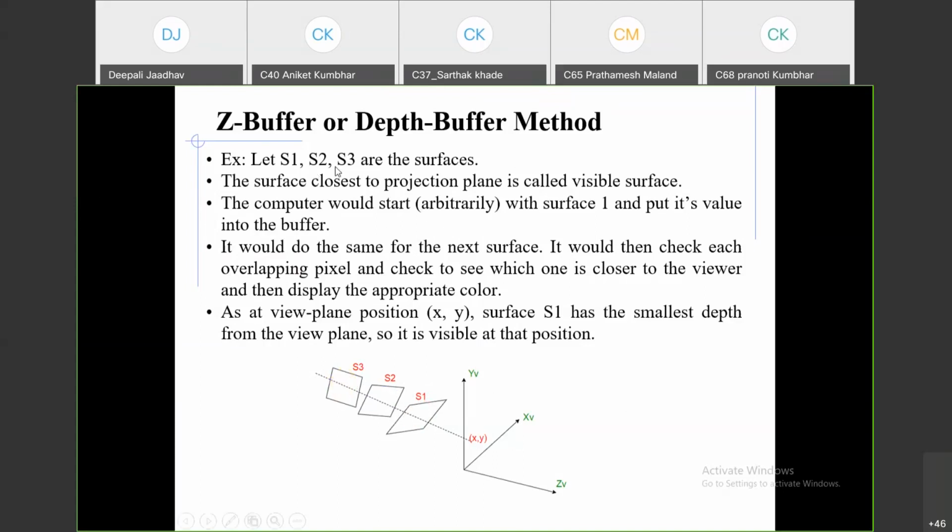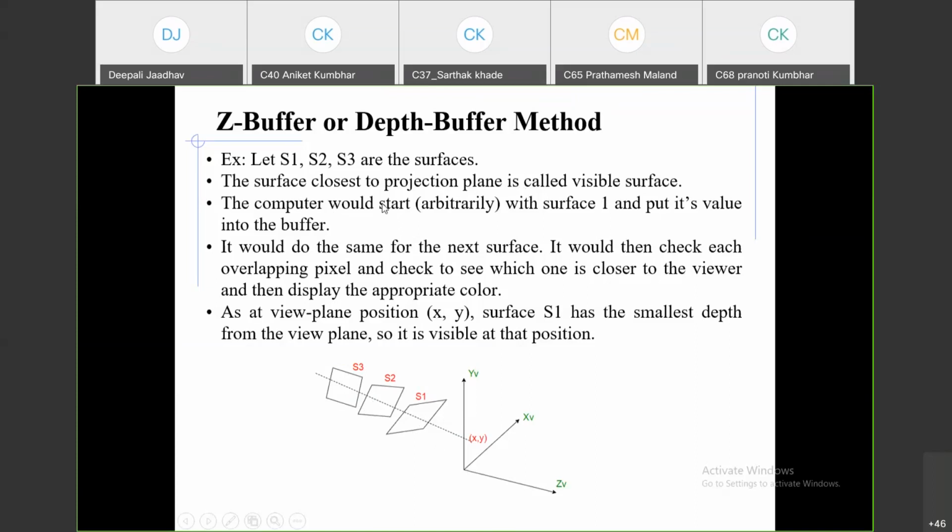So let S1, S2, S3, the same example, be the surfaces. The surface closest to the projection plane is called the visible surface. In this example, S1 is the closest surface, and that's why it is the visible surface.